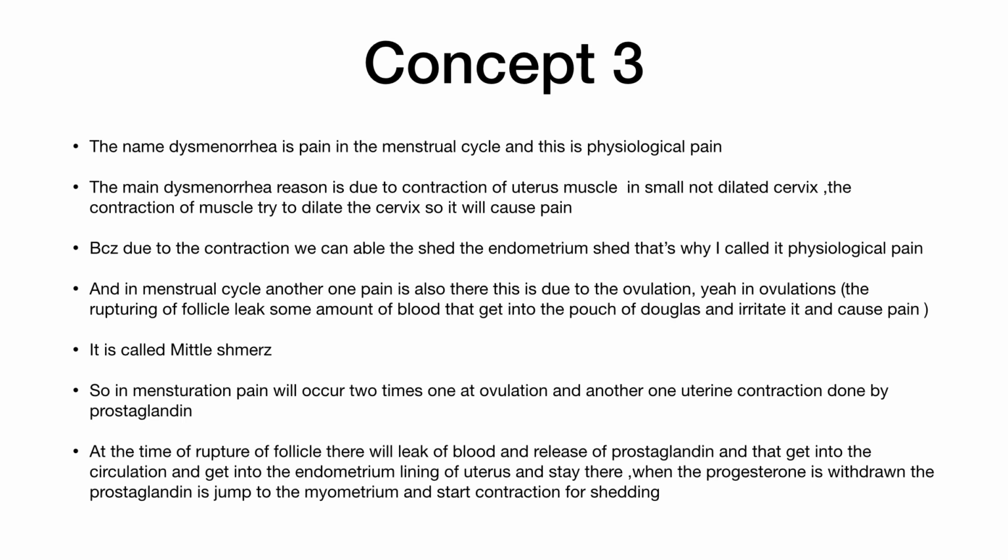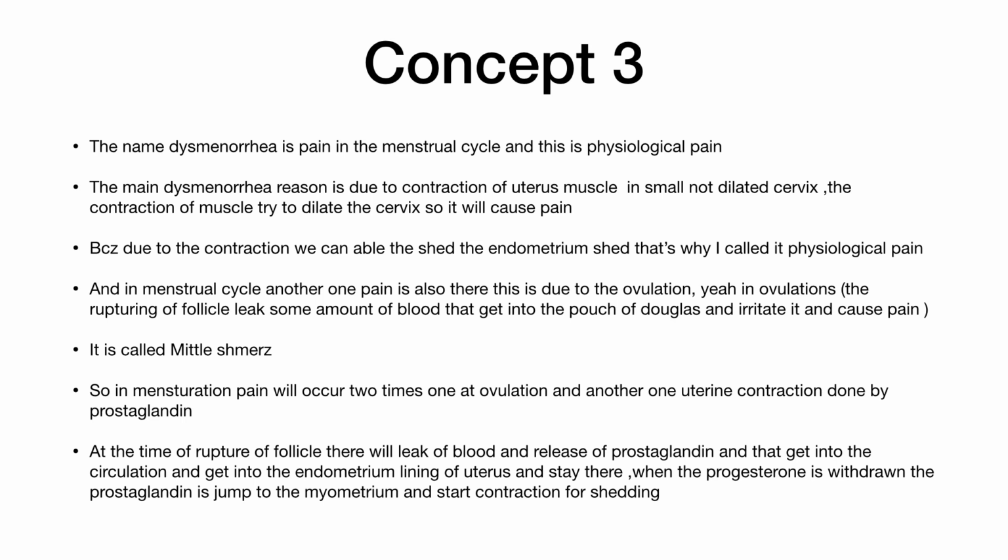At the time of rupture of the follicle, there is a leak of blood and release of prostaglandin, which gets into the circulation and into the endometrium lining of the uterus and stays there. When the progesterone is withdrawn, the prostaglandin jumps to the myometrium and starts contraction for shedding.